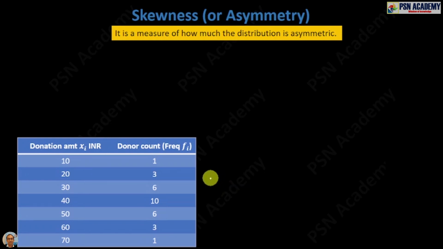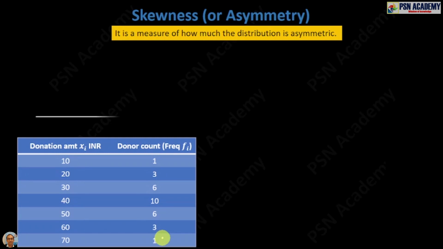Let's look at this table. This table is talking about some donations done by some persons. Now these are the denominations. 10 rupees was donated by one person, so we have written 1 here. 20 rupees was donated by 3 persons, so we have written 3 here. And you can see that this 10 is the middle point of this list of numbers. And above 10, the numbers appear like this: 6, 3, 1. And on the other side, you have 6, 3, 1.